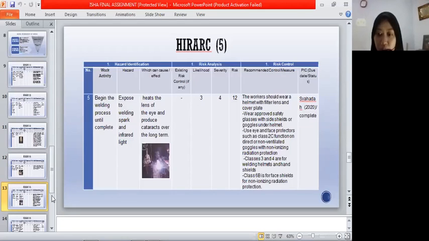Class 2C is for direct or non-ventilated goggles with non-ionizing radiation protection. Classes 3 and 4 are for welding helmets and hand shields, and Class 6B is for face shields for non-ionizing radiation protection.